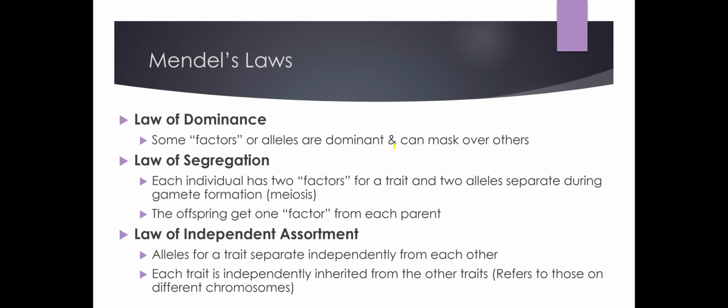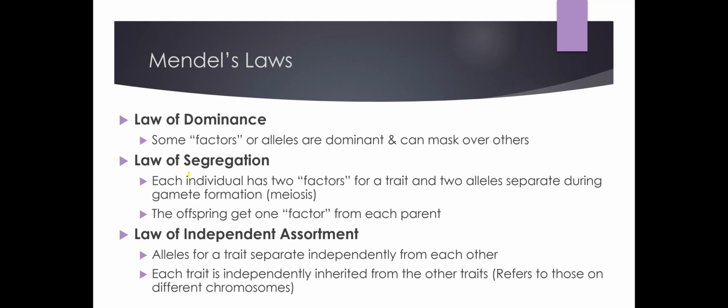And so the first law is the law of dominance, that some factors, this is the term that Mendel used, we use the word alleles, but that some factors were dominant and could mask over others. And this was represented in that F1 generation, the fact that all of the F1 offspring showed only one trait.